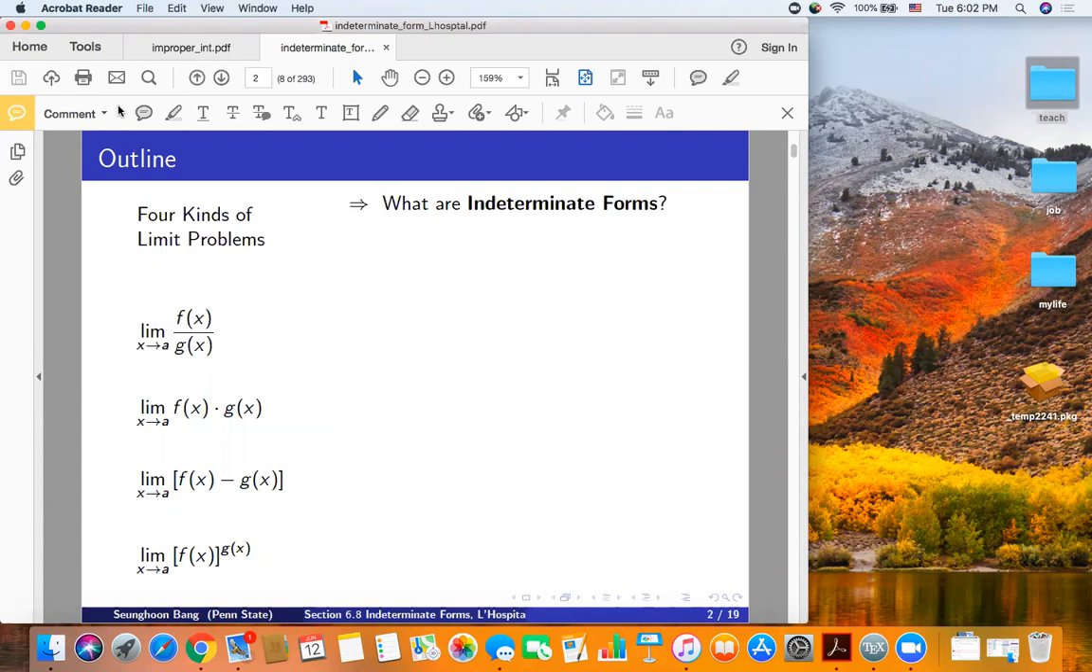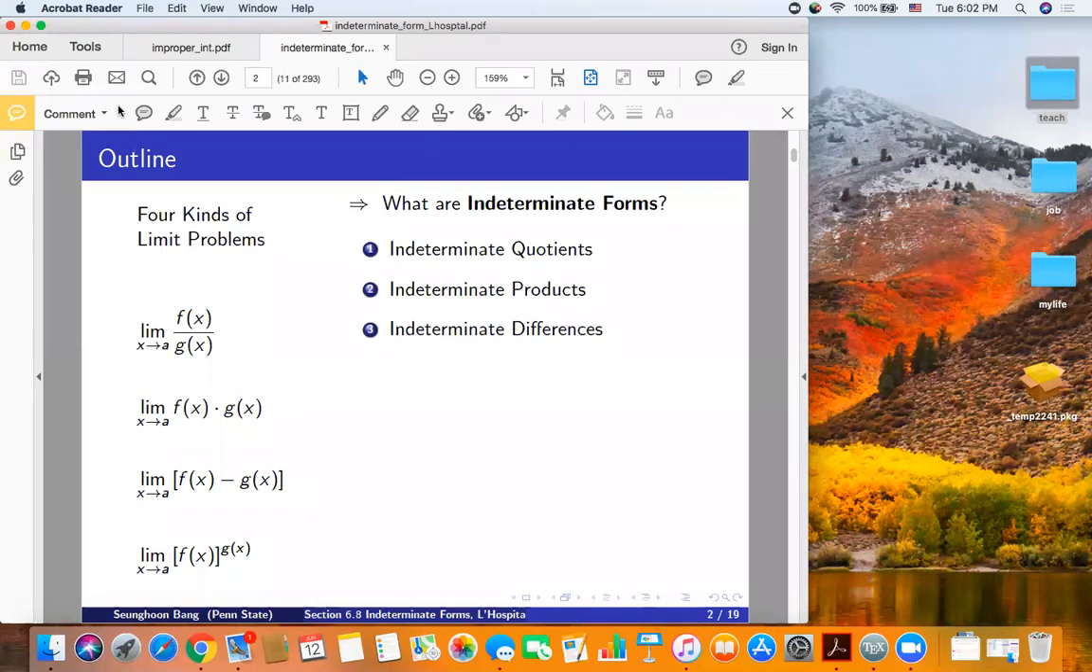So what are the indeterminate forms? We have 4 kinds of things: indeterminate quotients, indeterminate products, indeterminate differences, indeterminate powers. We have these 4 kinds of problems.